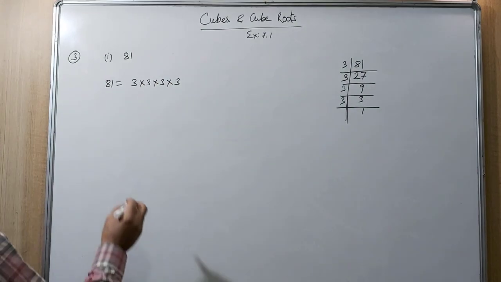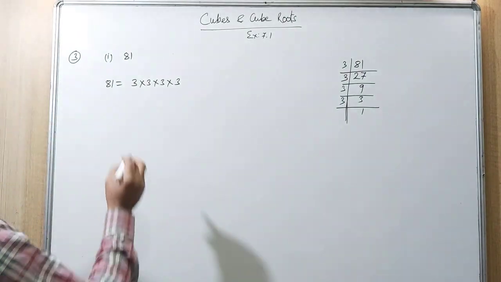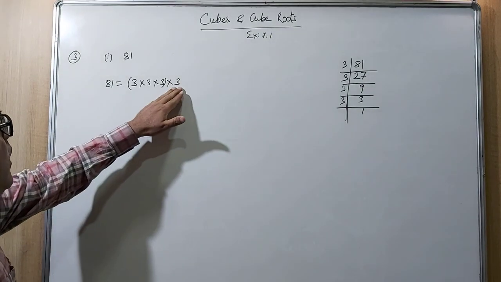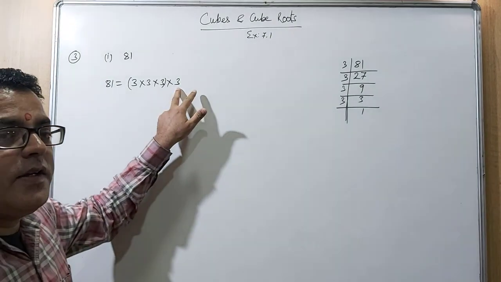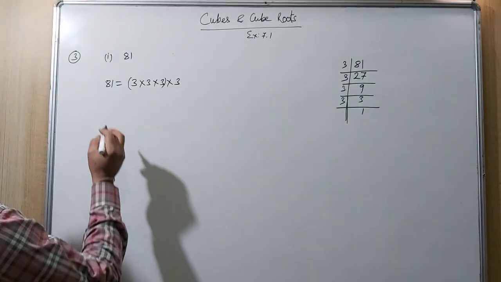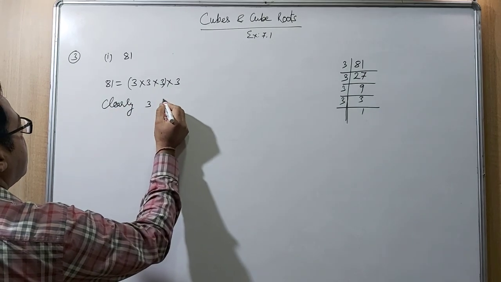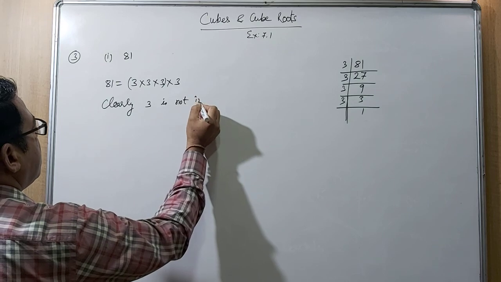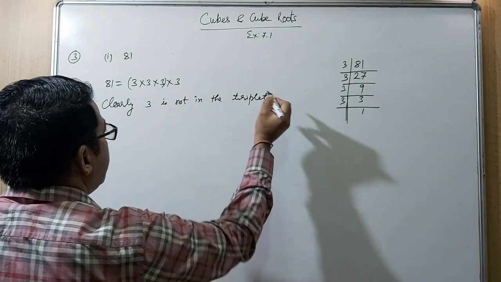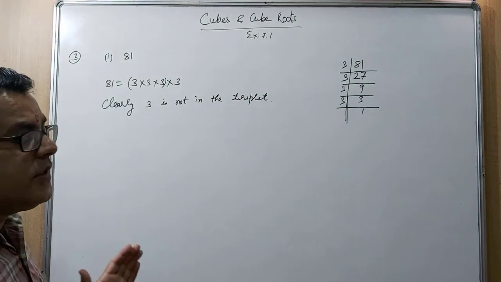Now we need to make triplets. It means groups of 3. You can see here, this is the first group, and this last 3 we can't take as a triplet because it is alone here. So you can see clearly that this 3 is not in a triplet. What does it mean? This 3 is not in a triplet, so this 3 is extra.